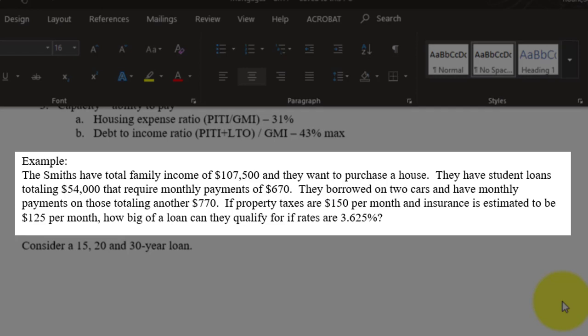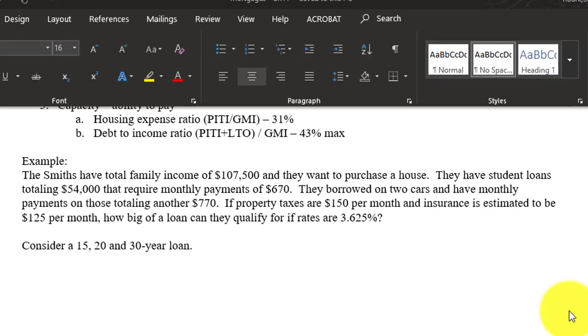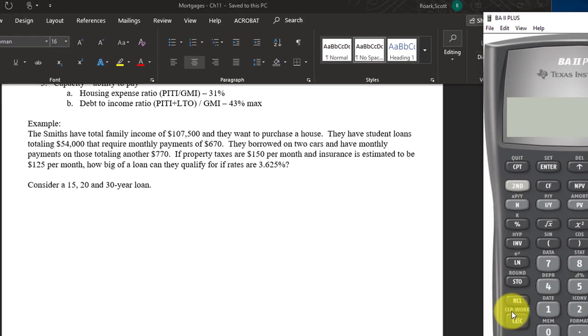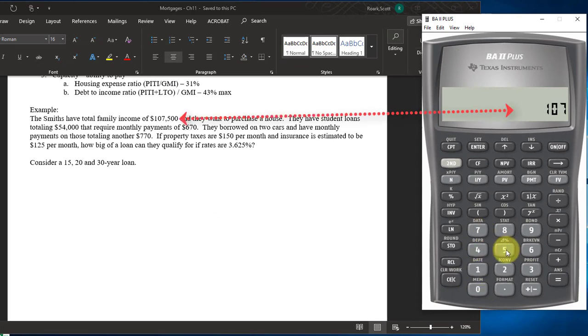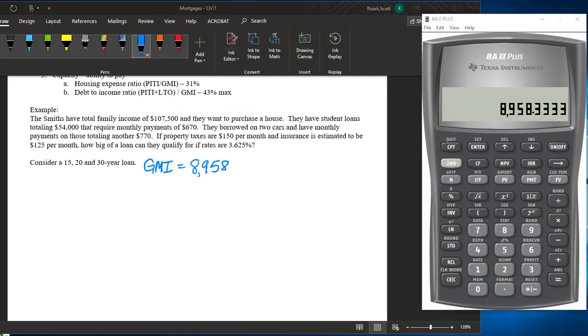So 3 5/8%. Well, first we need to figure out the GMI, the gross monthly income, and that's a relatively straightforward number. We're just going to take their annual gross income, 107,500, divide that by 12, and we get a gross monthly income of $8,958. From there, we need to figure out what their housing expense, the PITI, can be. That can be 31% of this number, so we multiply this result by 31%, and we get their PITI total can be $2,777.